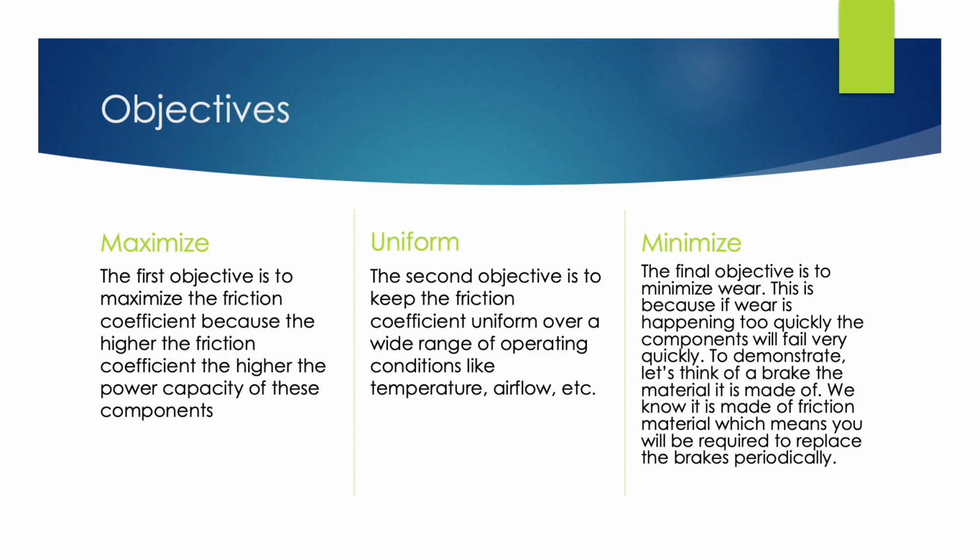So our main objectives are to maximize, uniform, and minimize. So for maximize, the first objective is to maximize the friction coefficient because the higher the friction coefficient, the higher the power capacity of these components. The second objective is uniform. So we want to keep the friction coefficient uniform over a wide range of operating conditions like temperature, airflow, etc. And finally, the last objective is to minimize wear. This happens because if wear is happening very quickly, the components will fail very fast.